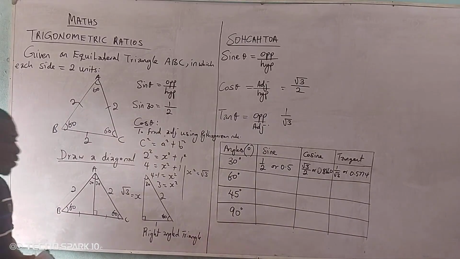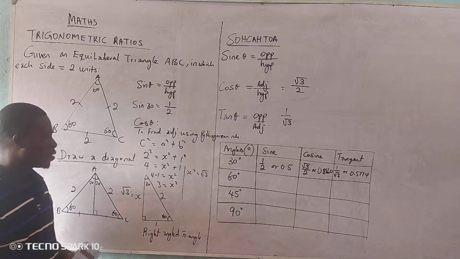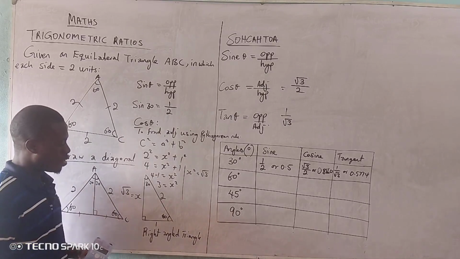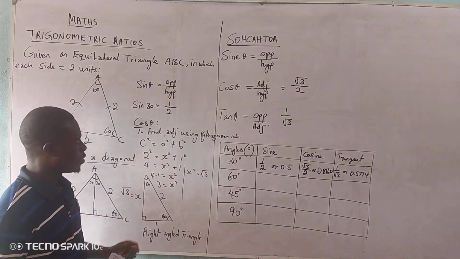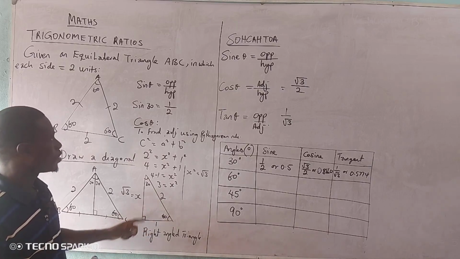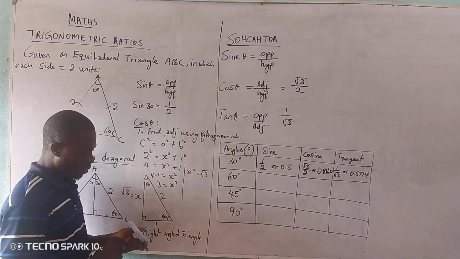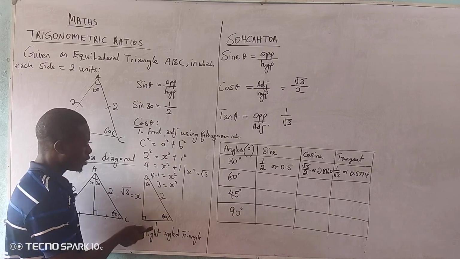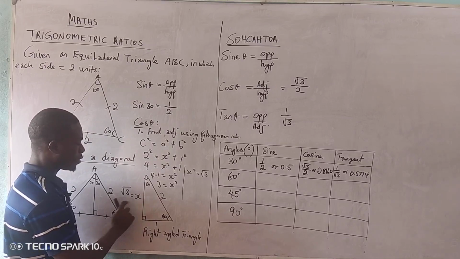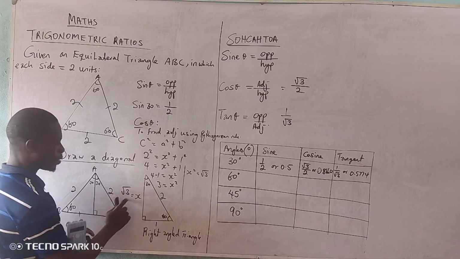Still on the same triangle, look at 60 degrees. So now we have finished everything about 30. Looking at 60 degrees, using sine theta, sine theta will be equal to opposite over the hypotenuse. You can see from the triangle, this is opposite to 60, facing 60 directly. That's the opposite of 60.